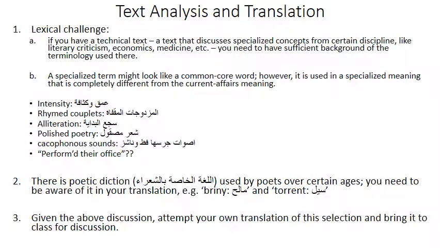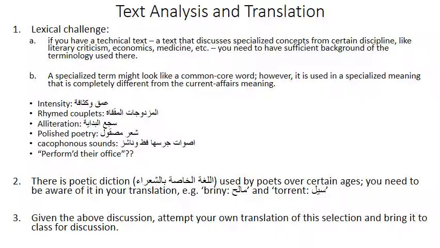The first challenge that might face you while working on this unit is lexical. Poetry, in a way or another, is considered... let me say it in other words. Let me talk in general first. When you translate a technical text, you need to be aware of the terms used in this field or in this discipline. What is the meaning of a technical text? A text that discusses specialized concepts from a certain discipline, like literary criticism. Literary criticism, as a discipline, has its own jargon. It has its own language, its terms.